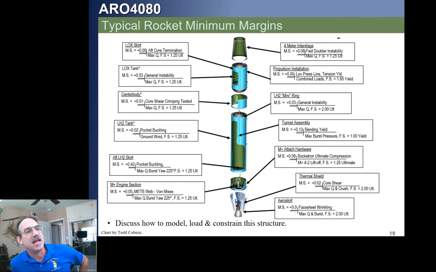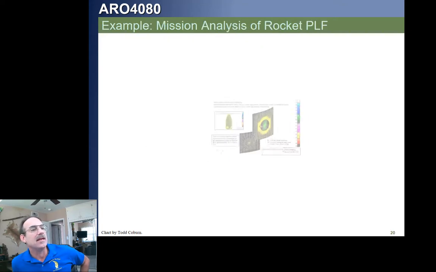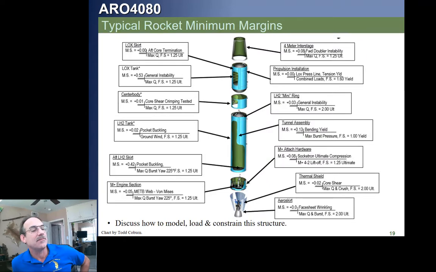So we've got the interstage, the LOX tank, the center body, the main tank, the lower aft skirt, and then you've got the engine and the thermal shield along with the aero skirt, and all those margins of safety. This is how we report.